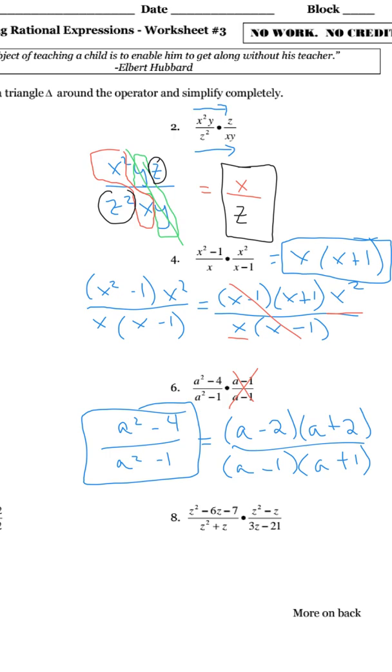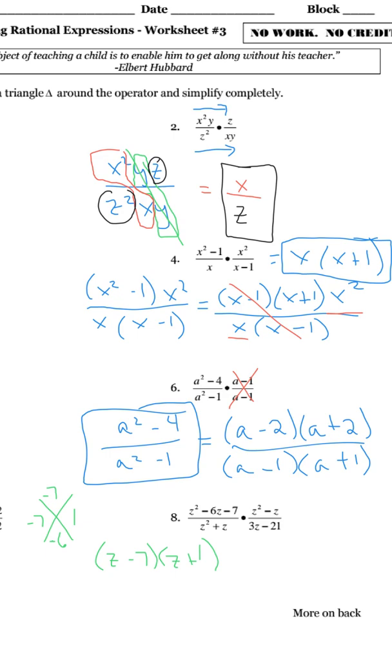Looking at number 8 now, we have to do several different versions of factoring here. So z squared minus 6z minus 7 is the first thing I will factor. So that's going to factor with an x puzzle in 2-step factoring: what multiplies to -7 and adds to -6. That's going to be -7 and 1. So the top will multiply as z minus 7 times z plus 1.